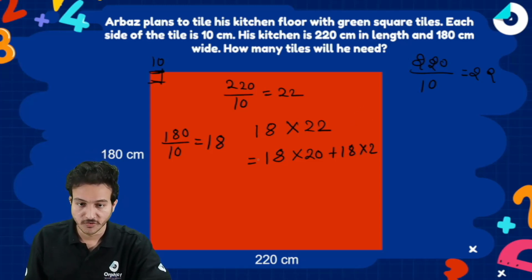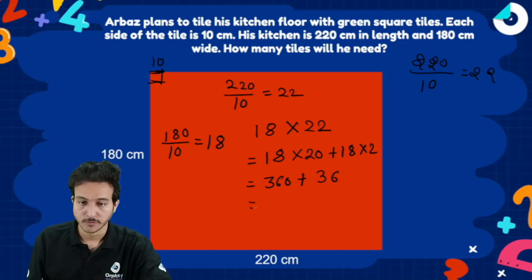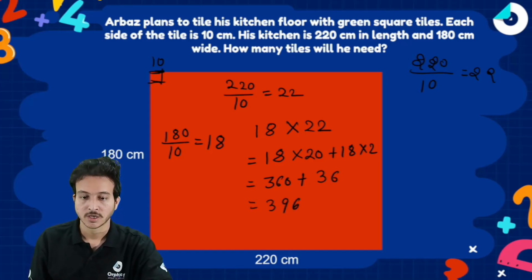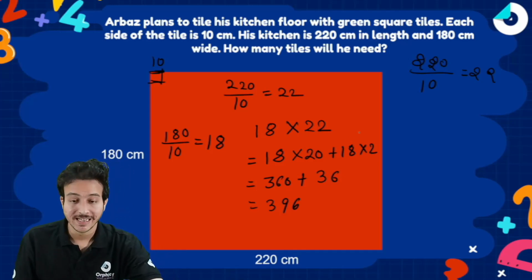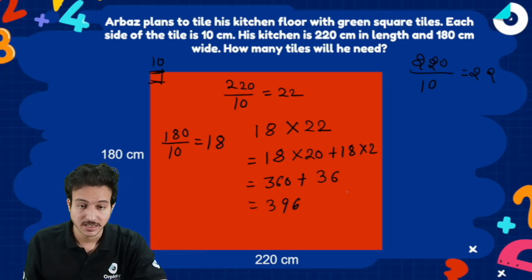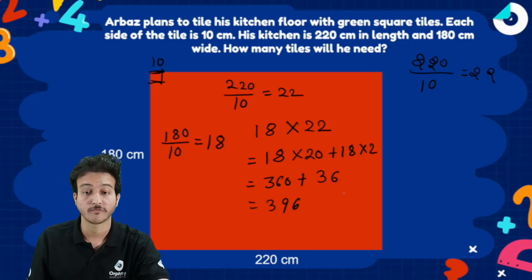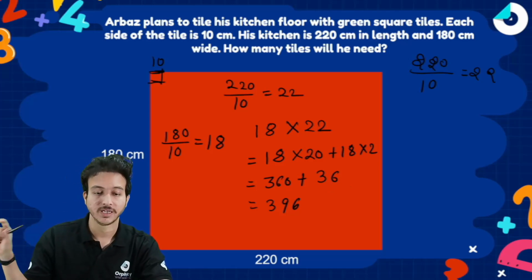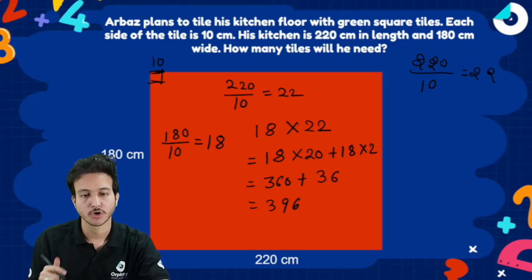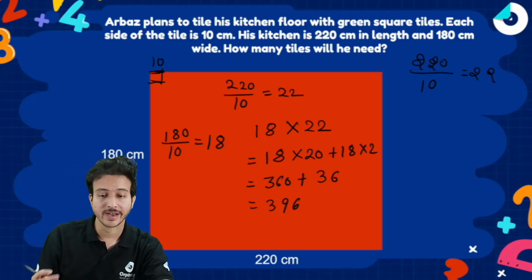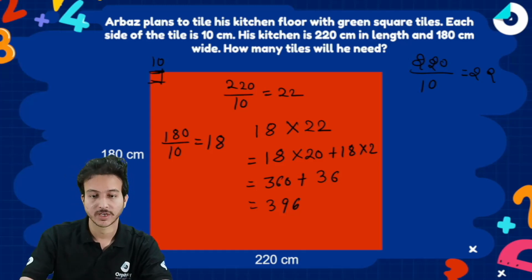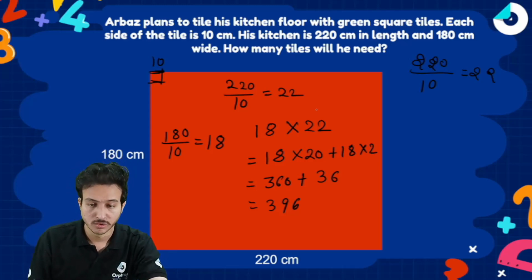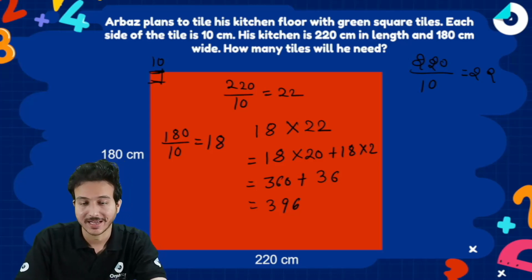Now find this. 18 2s are 36, it will give you 360. 18 2s are 36 also, it will give you the value as 396. So the value comes out to be 396. Now this 396 is nothing but the total number of tiles needed, because you have seen the number of tiles needed along the length, and you have calculated the number needed along the breadth. So the total tiles needed to completely cover this can be found like this.